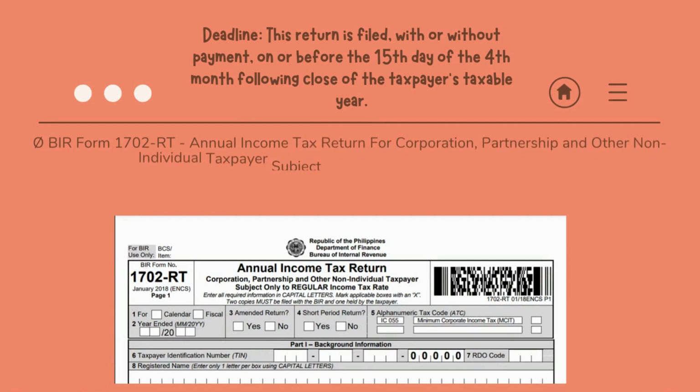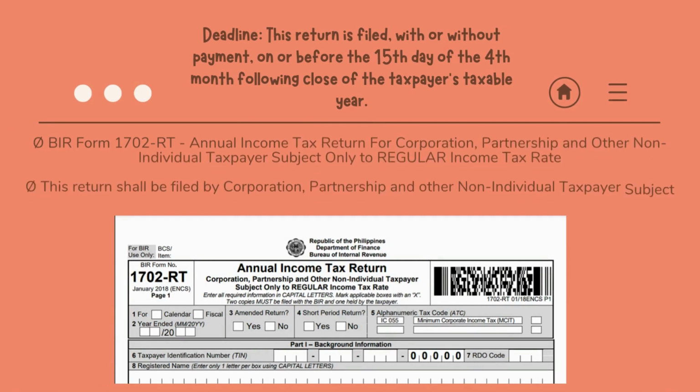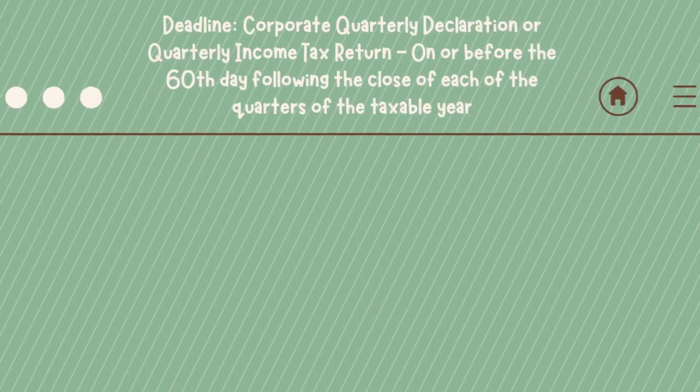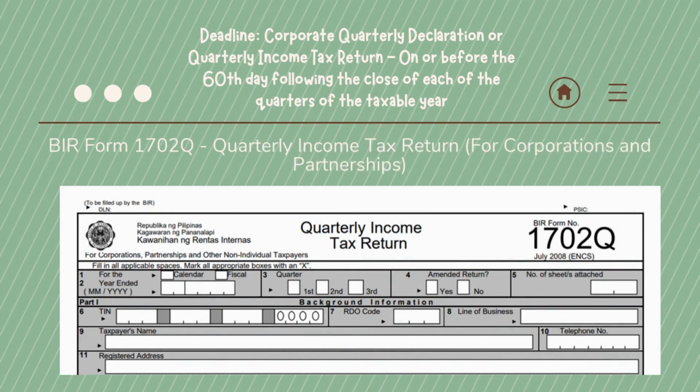BIR Form 1702RT, Annual Income Tax Return for Corporation, Partnership, and other non-individual taxpayer, subject only to regular income tax rate. This return shall be filed by corporation, partnership, and other non-individual taxpayer, subject only to regular income tax rate of 30%. This return is filed with or without payment on or before the 15th day of the 4th month following close of the taxpayer's taxable year. BIR Form 1702Q, Quarterly Income Tax Return for Corporations and Partnerships. The deadline of corporate quarterly declaration or quarterly income tax return is on or before the 60th day following the close of each of the quarters of the taxable year.